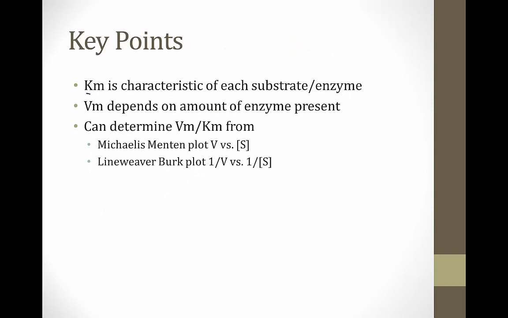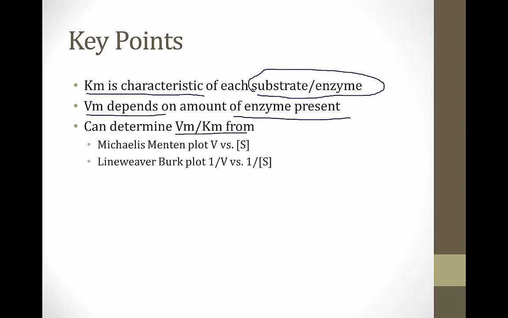So let's review some of the key points that we've discussed up to this point. Km, the Michaelis constant, is a characteristic of each substrate or enzyme complex and how much affinity they have for one another. The Vmax depends on the amount of enzyme present, and we talked about how you can determine Vmax and Km from a Michaelis Menten plot of the velocity on the y-axis versus S on the x-axis.